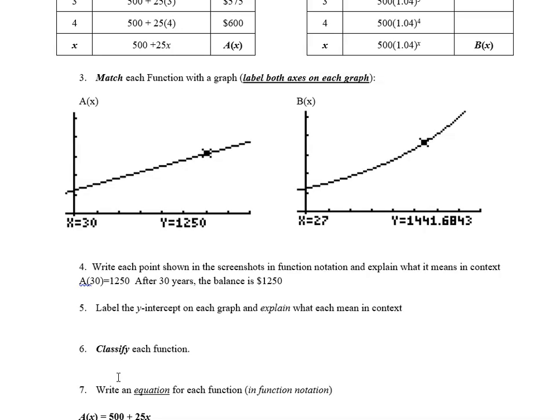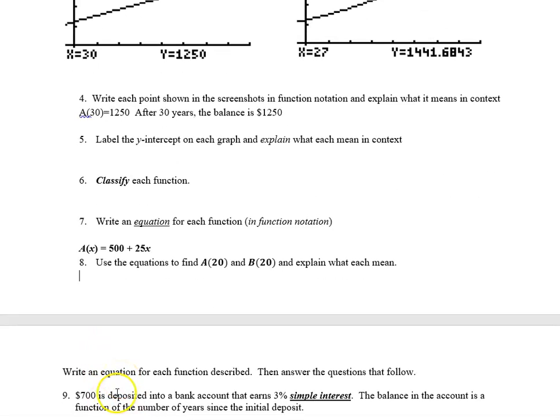So if you take $500 and multiply by 1.04 20 times, so that's raised to the 20th power, you should get $1,095.56. So that would look like this. B of x, or B of 20, equals $1,095.56. And then what does it mean in context? I'll move this one over here because this is on the right. Well, it means this. In 20 years, the balance will be $1,095.56.